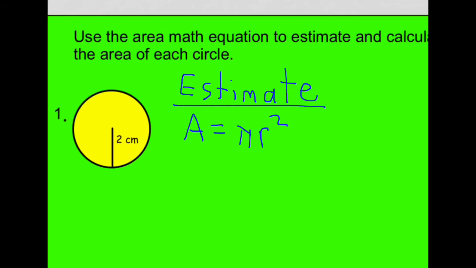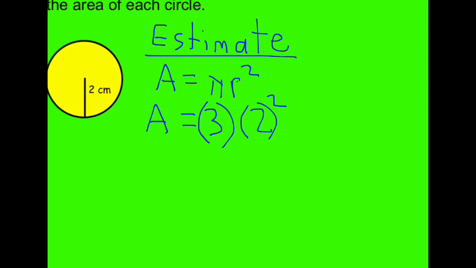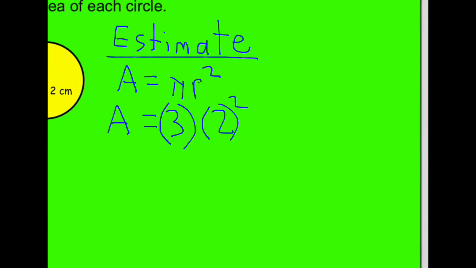So working down the page, I'm going to round off pi to 3. And I'm going to be multiplying that, so I'm going to put parentheses around it. The radius is half the diameter, so the radius of this circle is 2. I'm going to replace the r with 2, and this is squared. This is why we have to know our exponents now. We have to follow order of operations, and order of operations says you do the exponent before the multiplication.